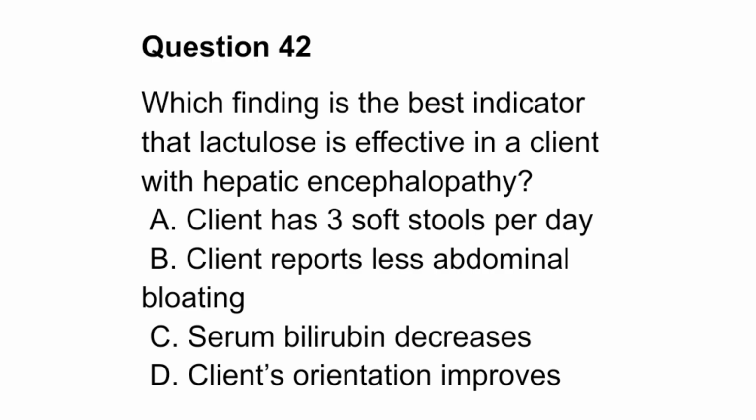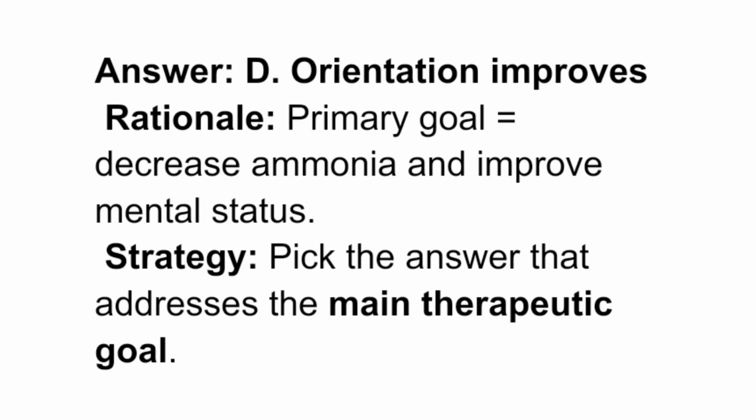Question 42. Which finding is the best indicator that lactulose is effective in a client with hepatic encephalopathy? A. Client has 3 soft stools per day. B. Client reports less abdominal bloating. C. Serum bilirubin decreases. D. Client's orientation improves. Answer: D. Orientation improves. Rationale: primary goal equals decrease ammonia and improve mental status. Strategy: pick the answer that addresses the main therapeutic goal.